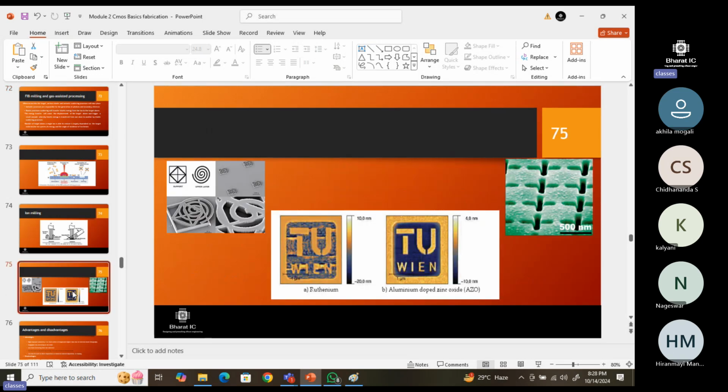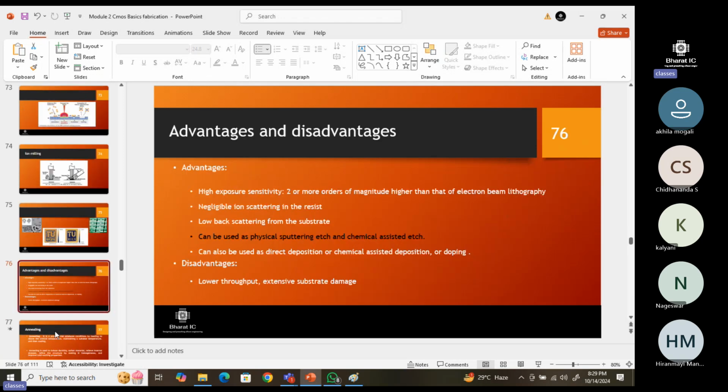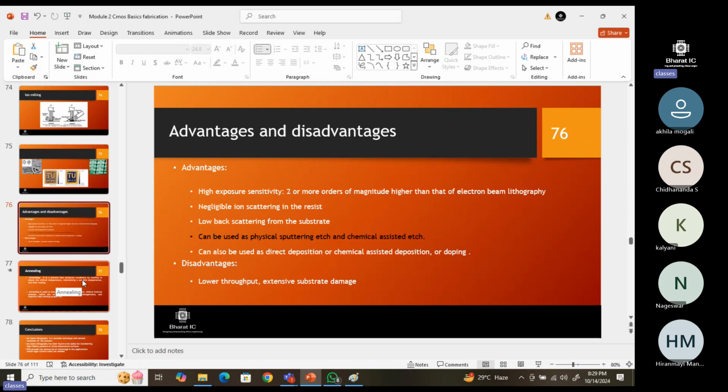This is the example: how the angle of incidence, resolution and material change the result. You can see aluminium gives a much more precise image, while ruthenium has a blurred image. So some points are very critical for ion beam lithography to happen. Then the advantages and disadvantages we came across: what the advantages and differences are, and how the disadvantages can be solved.